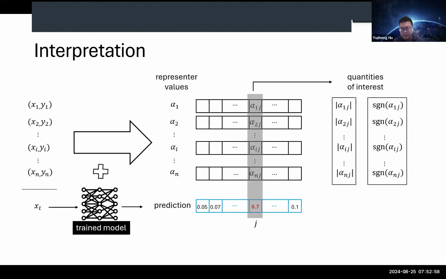For instance, if you observe a very negative value, it means this point actually tries to prevent our model from predicting this data point as the J's class. On the other hand, if we observe a very positive value, then you will understand that this point is the main driving force for our model to eventually predict xt as the J's class. So here we see that both the magnitude of these representative values as well as their sign can be useful for analysis.